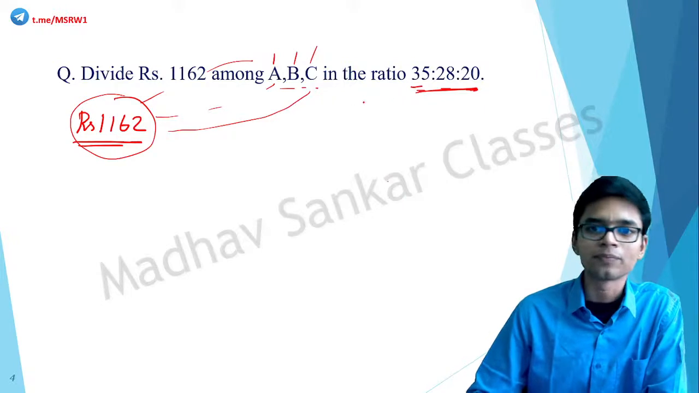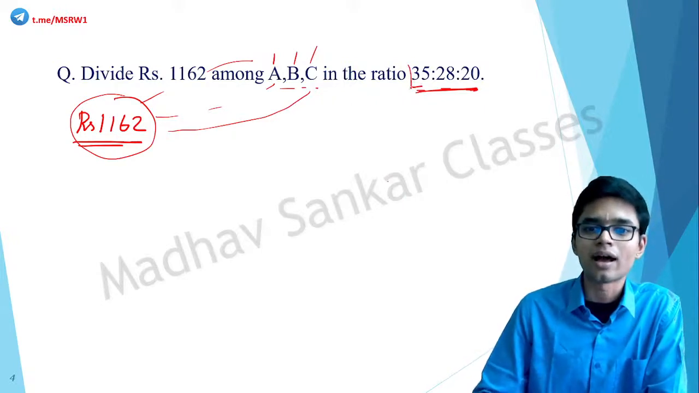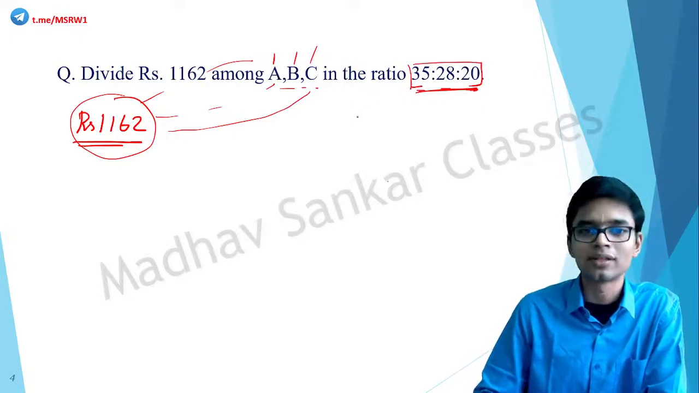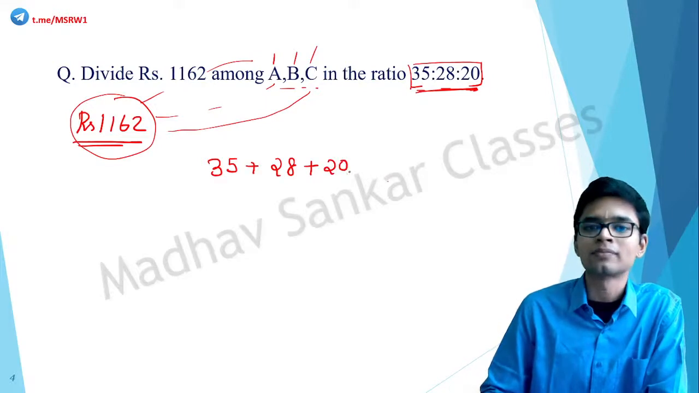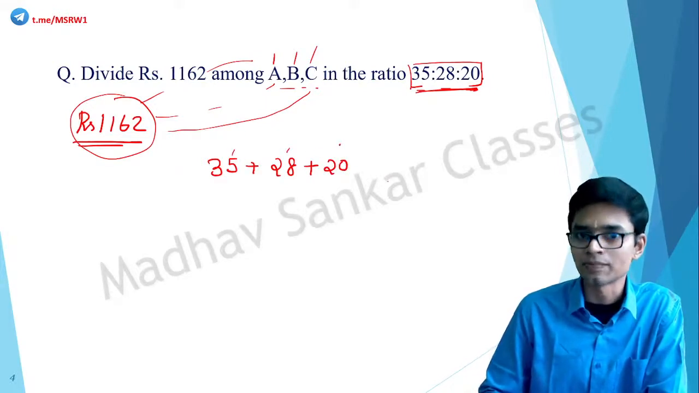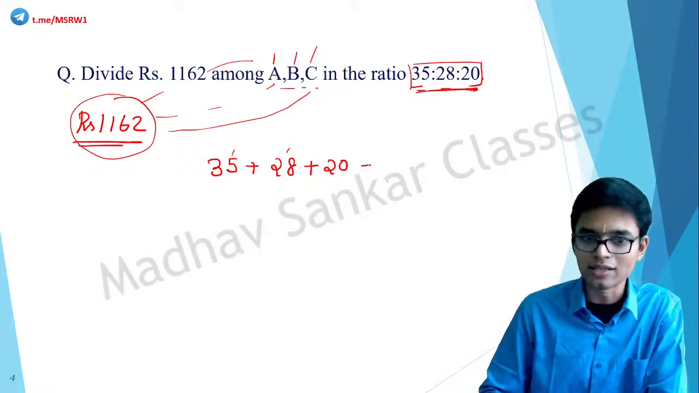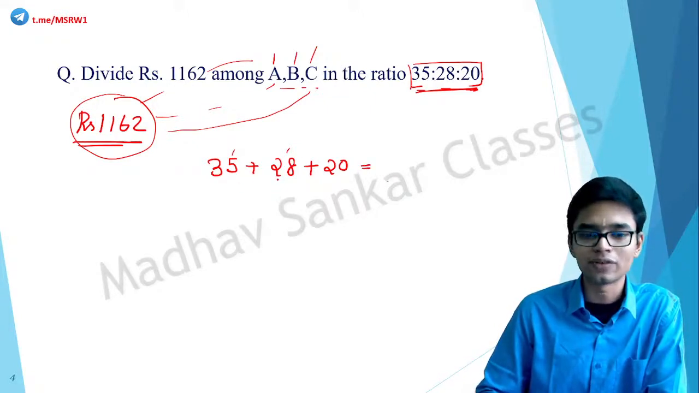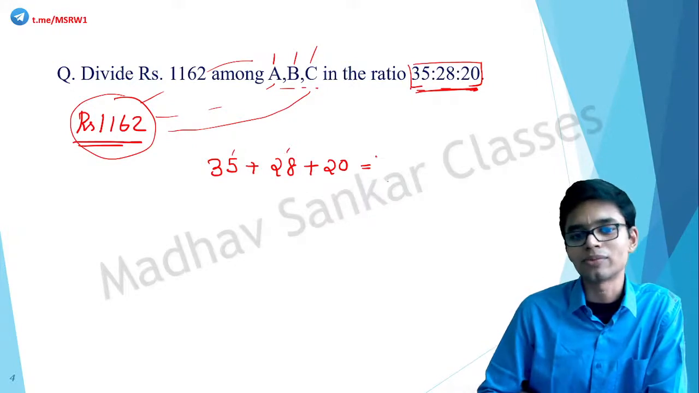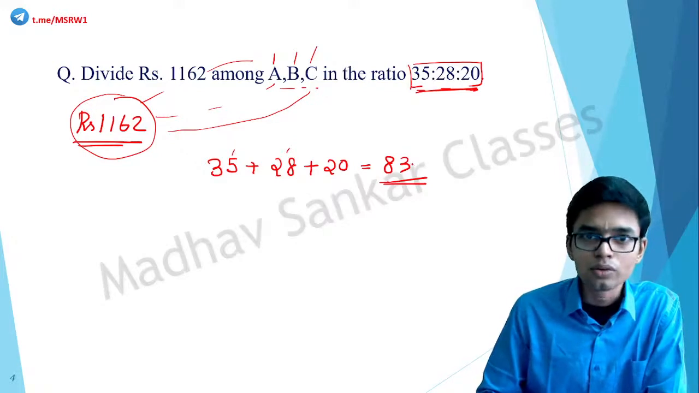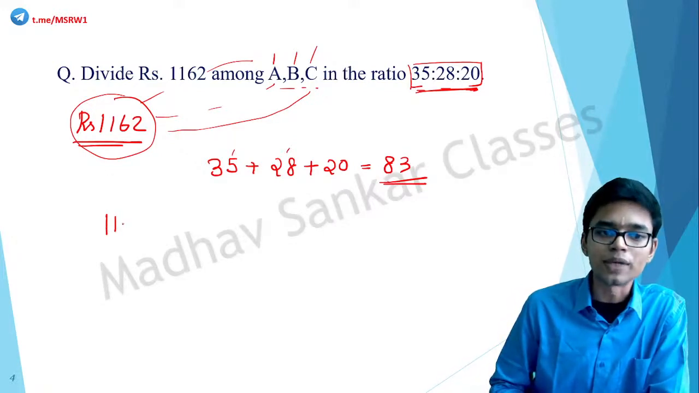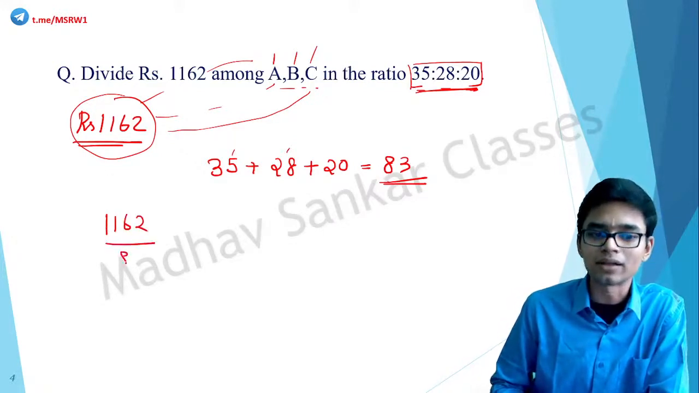In order to do that, first thing you have to do is find the total number of parts. So 35 plus 28 plus 20. Correct? 35 parts for A, 28 parts for B, and 20 parts for C. So the total number of parts is equal to 35 plus 20, 55 plus 8 is 63 plus 20 is 83. 83 parts. Now, divide the total rupees into 83 parts.